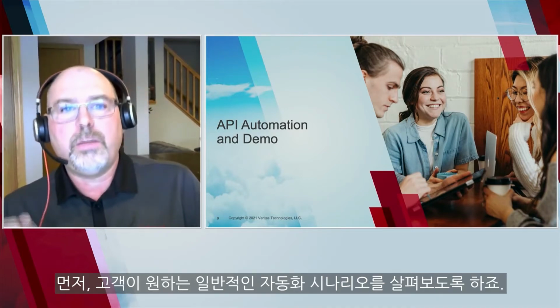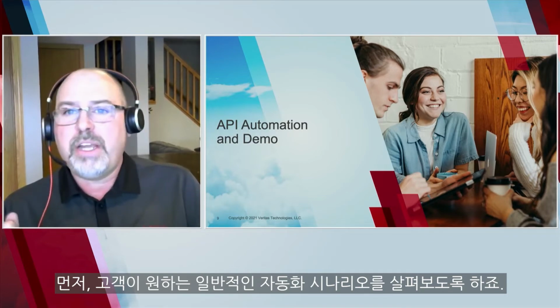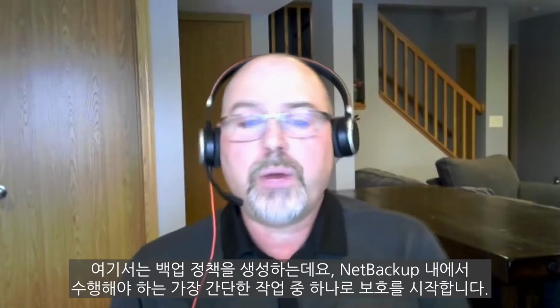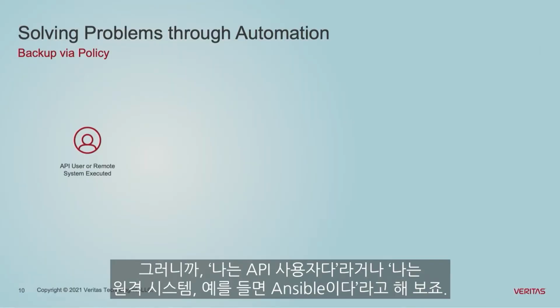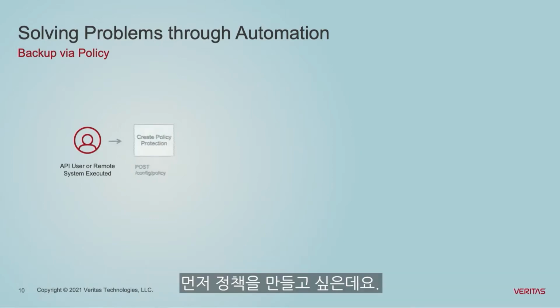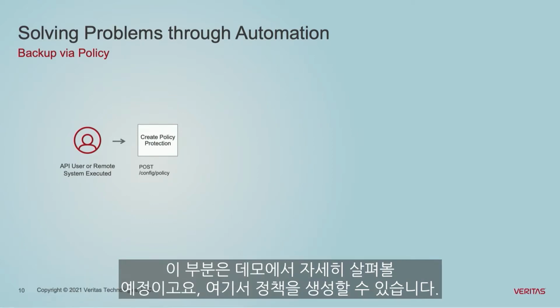So let's start by first looking at a very common automation scenario that customers are looking to do. It's creating a backup policy, one of the simplest things we need to do within NetBackup to start protection. So let's say I'm an API user, or I could be a remote system, for instance, Ansible. I first want to create a policy. Well, our API of POST, which is a create option, then /config/policy, and you give it all the variables, and we'll go through this as part of our demo. We actually show you this. You can create the policy.